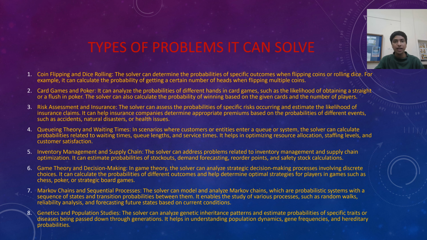Seventh, Markov chains and sequential processes. The solver can model and analyze Markov chains, which are probabilistic systems with a sequence of states and transition probabilities between them. It also enables the study of various processes such as random walks, reliability analysis, and forecasting future states based on current conditions. Eighth, genetics and population studies. The solver can analyze genetic inheritance patterns and estimate probabilities of specific traits or diseases being passed down through generations. It helps in understanding population dynamics, gene frequencies, and hereditary probabilities.